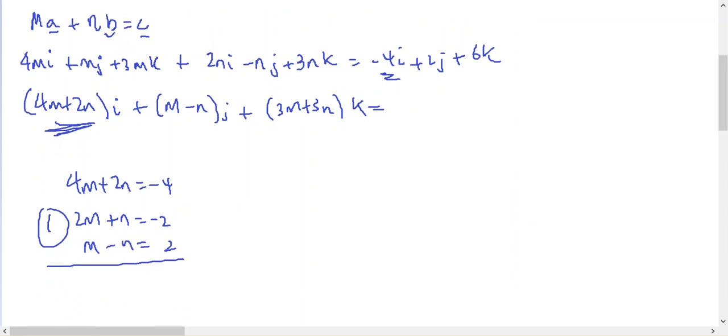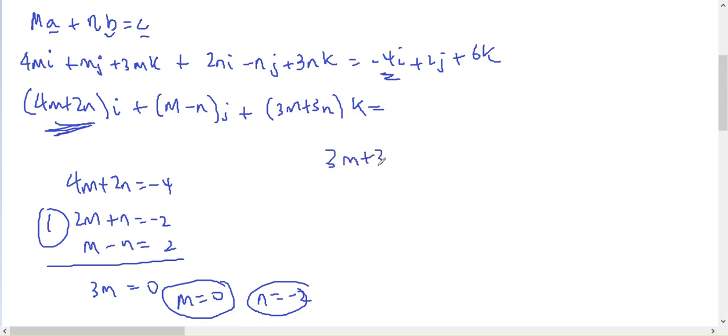So when I put these together, it gives me 3M equals 0. Therefore, M equals 0. And if M equals 0, N must equal negative 2. Okay, so that satisfies the first two equations. So 3M plus 3N is the third one, and that's got to equal 6. And M is nothing, so 3 nothings are nothing, plus 3 times negative 2, negative 6 does not equal 6.